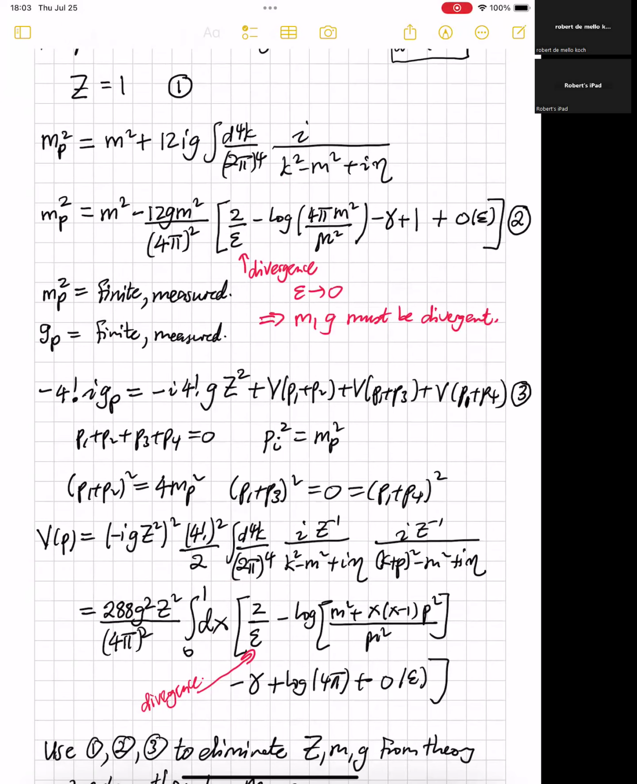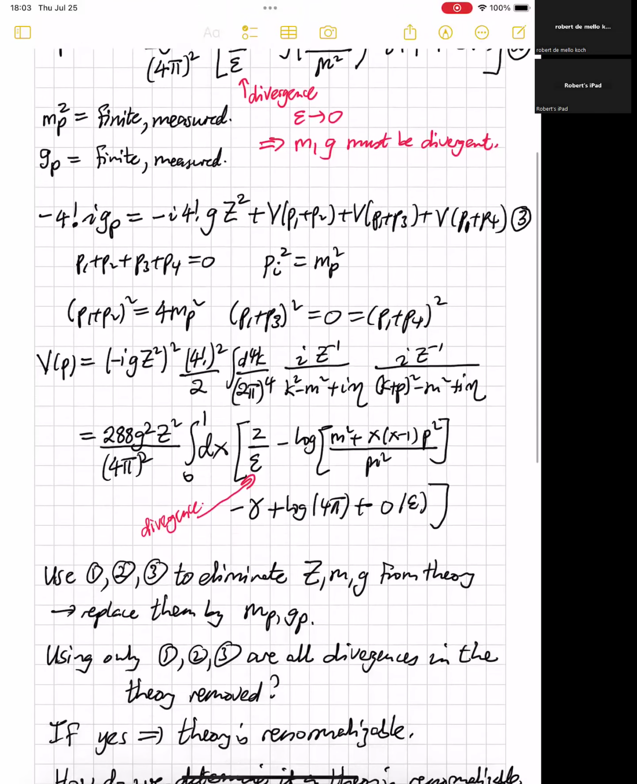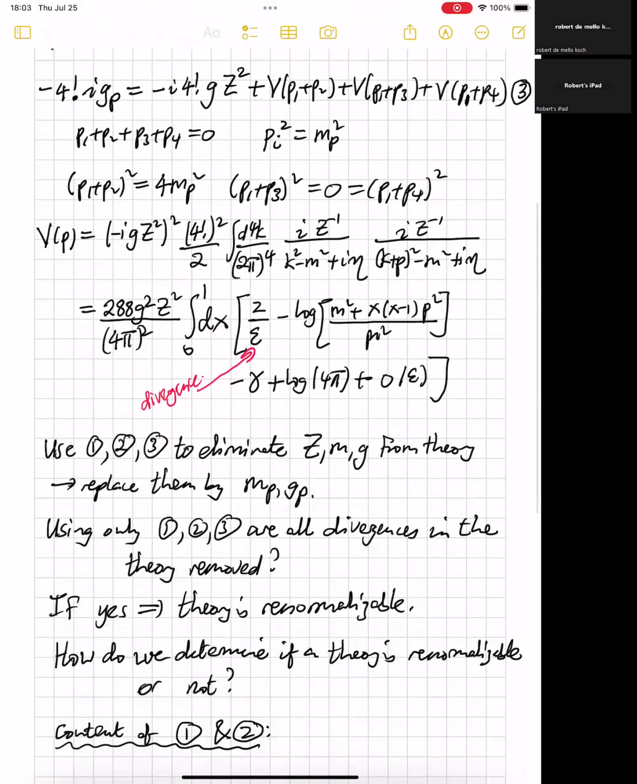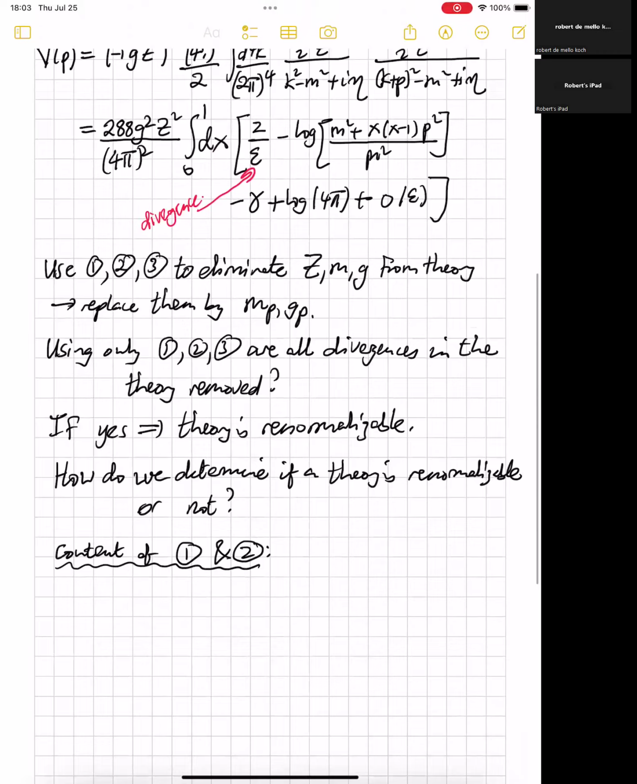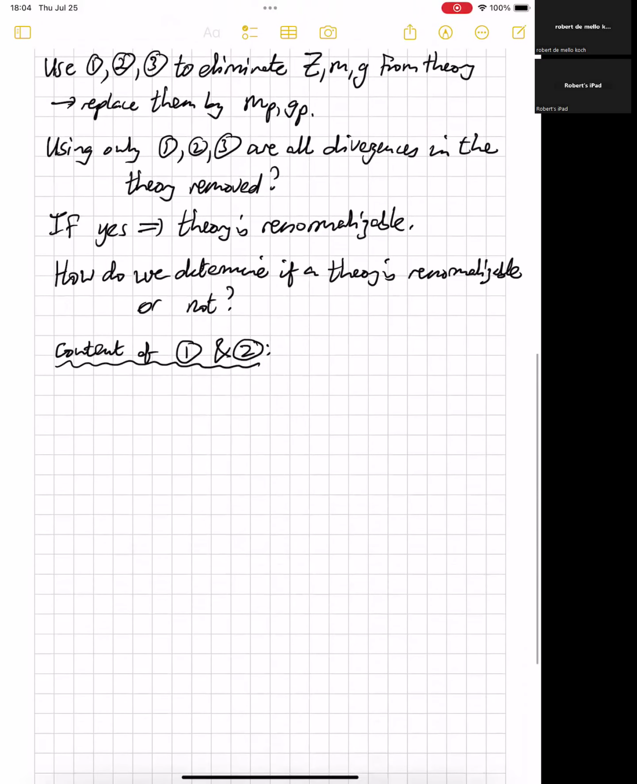So it requires sophisticated combinatorics and a lot of mathematical reasoning. And I don't think that you get much out of it, okay? You don't get much in the way of physics. So we're not going to bother to do that. I'm just going to show you how renormalization works at one loop. And then in the next chapter, we'll think like Wilson does. So what is the content of 1 and 2?